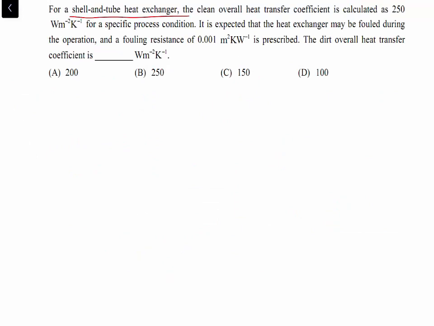Overall heat transfer coefficient is given as clean; the most important word is clean. So you can write U clean equals 250 watt per meter square Kelvin. For a specific condition, it is expected that a heat exchanger may be fouled during the operation. Obviously this is an obvious process; fouling will happen in this.